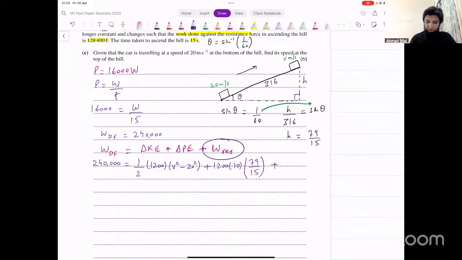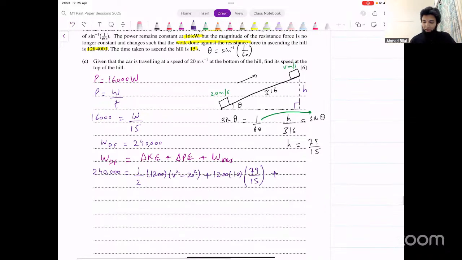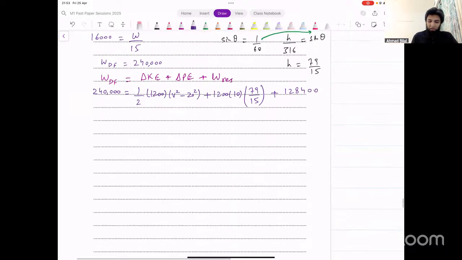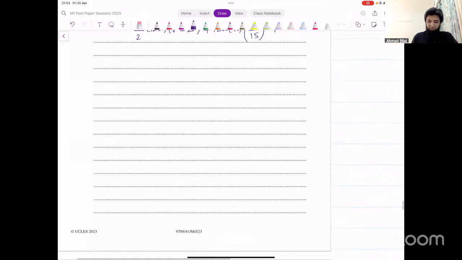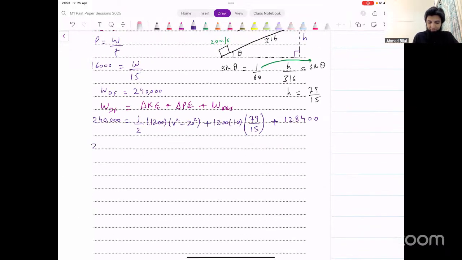Plus the work done against resistance, that's given 128,400. And that is going to give you the value for V. Just solve this equation. That's 6 marks, a lot of marks just for this. Because this is the last question as well, that's supposed to be difficult generally.